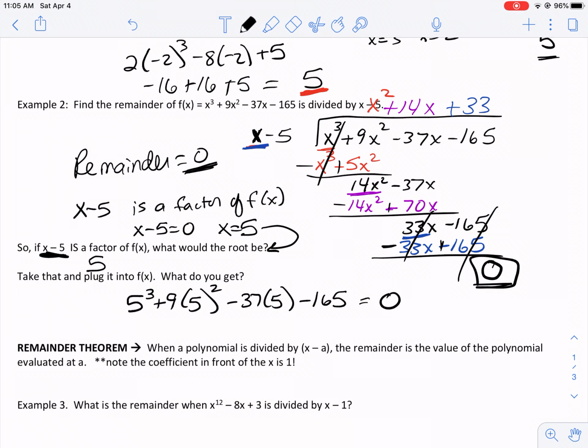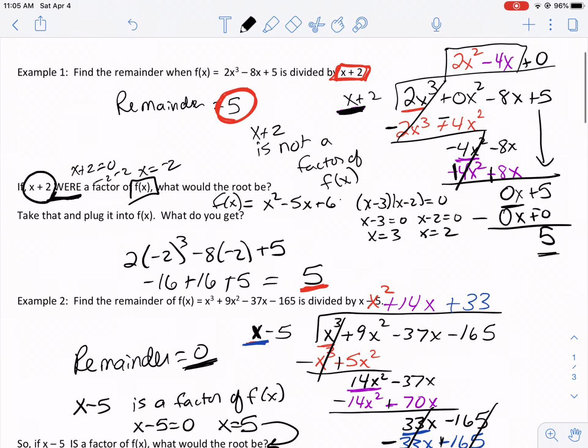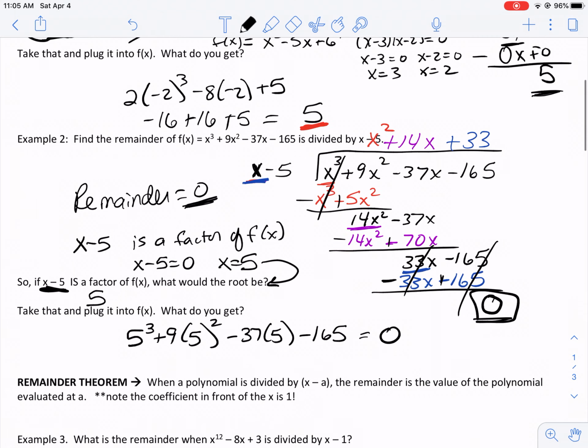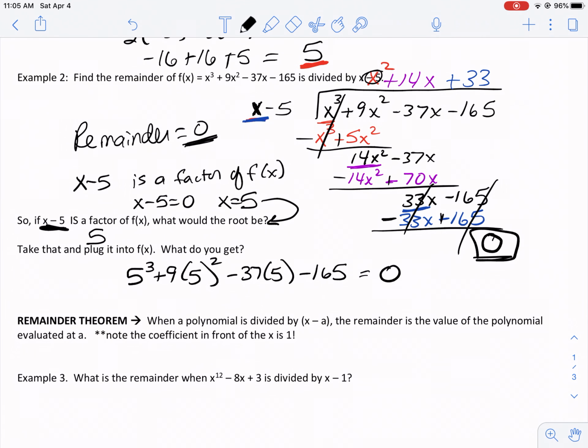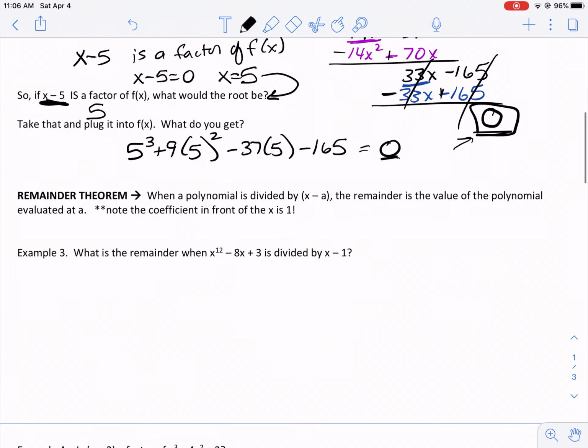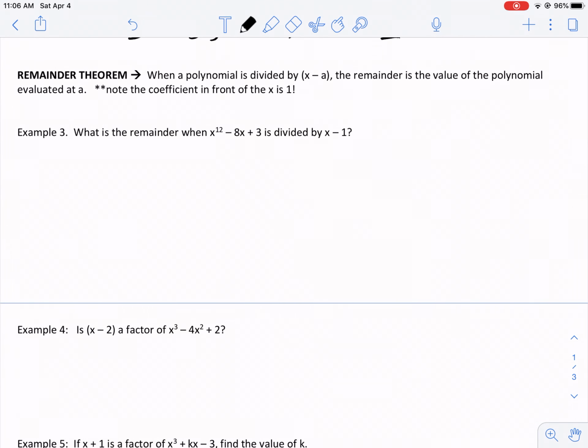So when I plug this x in and type it in my calculator, I'm expecting a 0, and in fact that's what I get. So on the first example, when it didn't divide in evenly, we took what we thought would be the root, the negative 2, plugged it into the function, and we got a remainder of 5, which is what we got when we did the long division. And then on example 2, we took what we thought was the root, which would be a positive 5, plugged it into the function, and we ended up with 0, which is what we got for a remainder when we did the long division. So instead of doing the long division, if you just want to know if something is a root, you just plug it into the function.